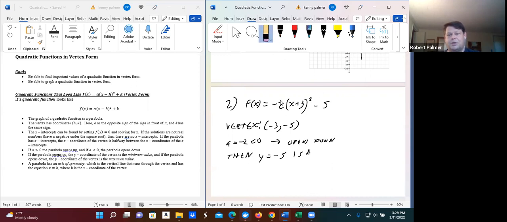Actually, hang on. I realized I wanted to change something. Let's make this a +5 instead. Make this positive. Sorry about that. So let's get rid of that there. Okay. The reason I'm doing that is because we actually want to have x-intercepts.